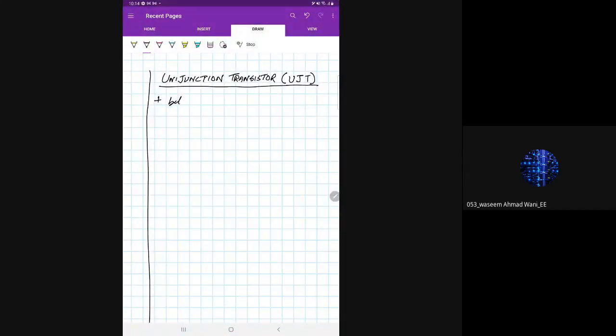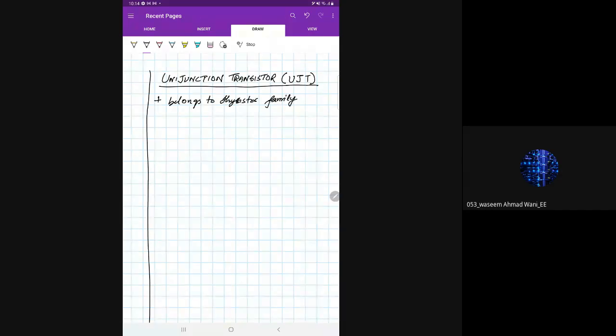So unijunction transistor basically belongs to the Thyristor family. Okay. Thyristor is actually a 3-junction 4-layer device.